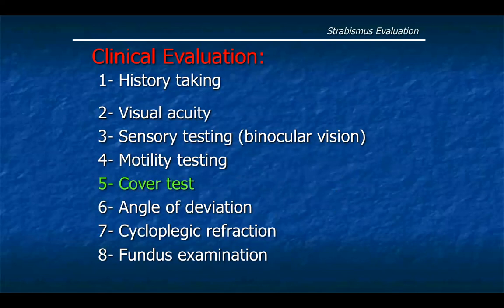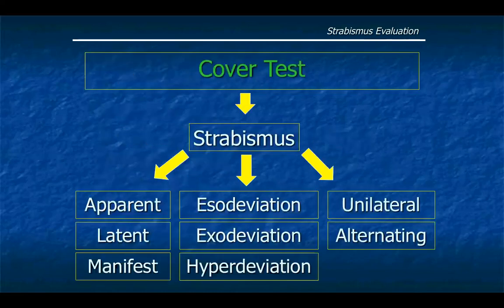So we talked about history taking, visual acuity measurement, sensory testing, motility testing, and the next step, which is a very important step in the examination, is the cover test. The cover test diagnoses the type of strabismus, whether it's apparent, latent, or manifest, whether it's an esodeviation, an exodeviation, or a hyperdeviation, and whether it's unilateral or alternating.